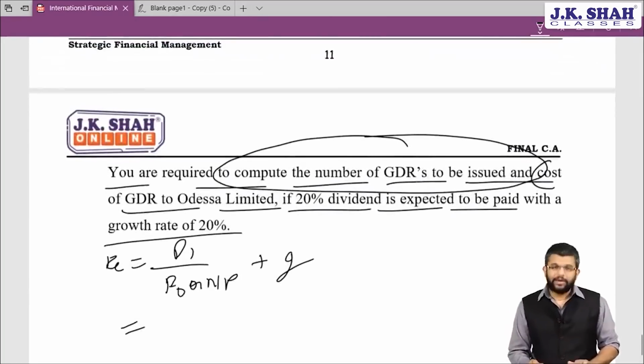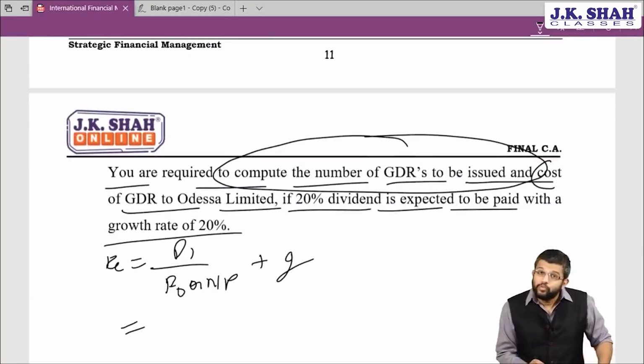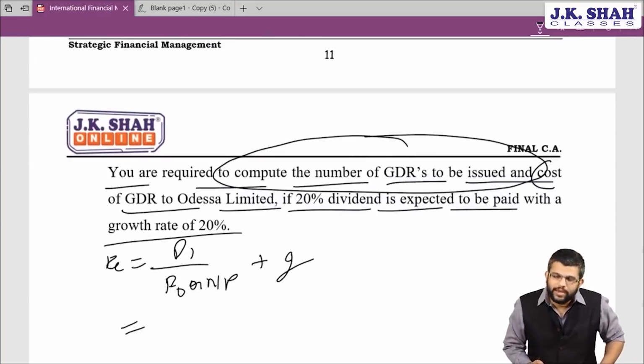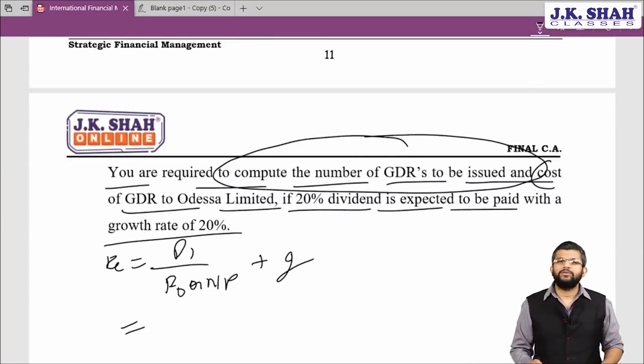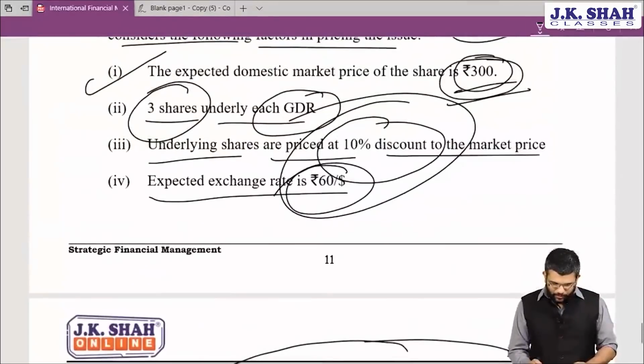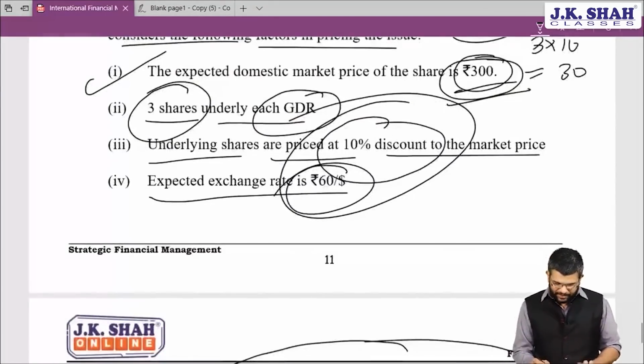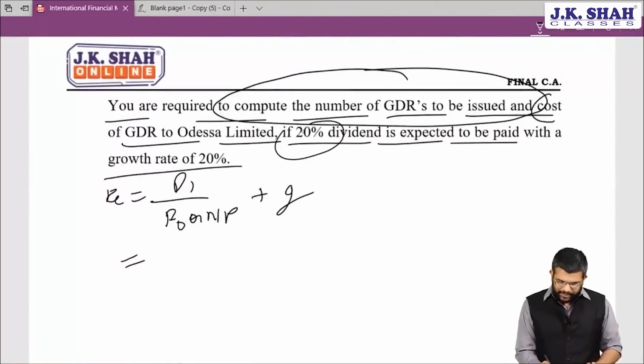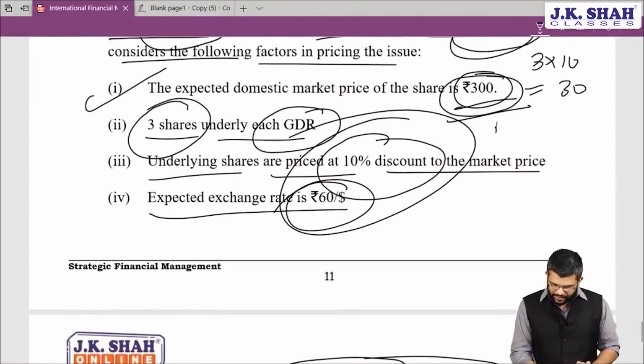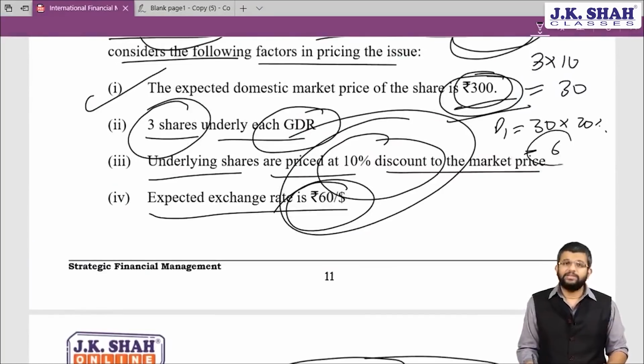Here, children, for D1, we'll be assuming that the face value is rupees 10. If I take 10 rupees per share, per GDR the face value will be 3 into 10, that is rupees 30, correct? And considering the fact that 20% dividend is paid, my D1 will be 30 into 20%, that is 6.